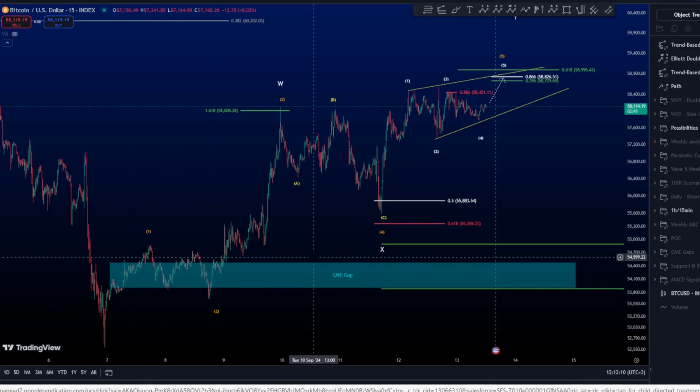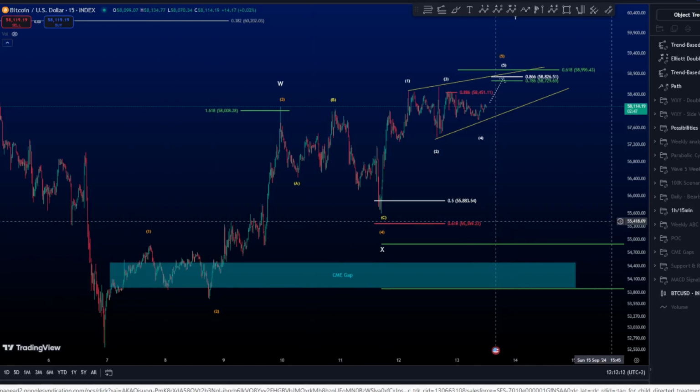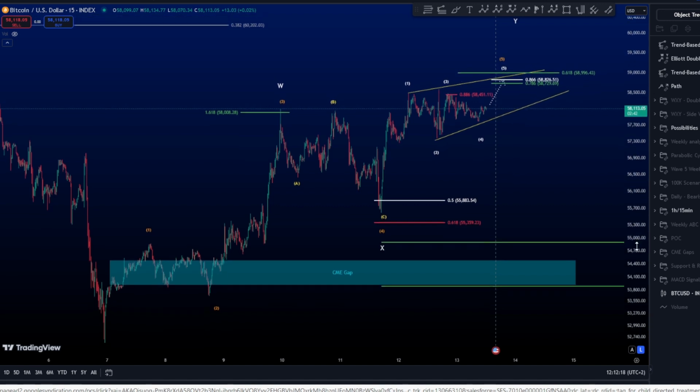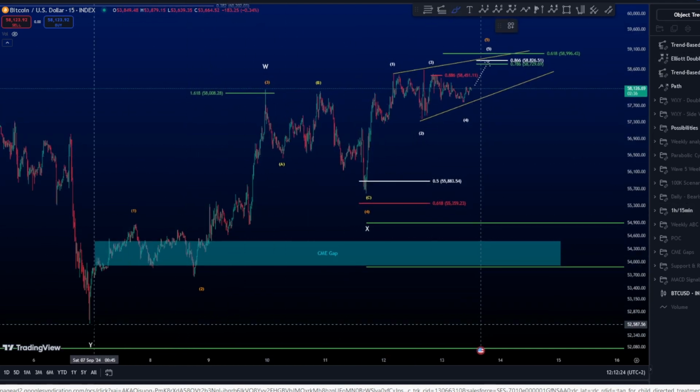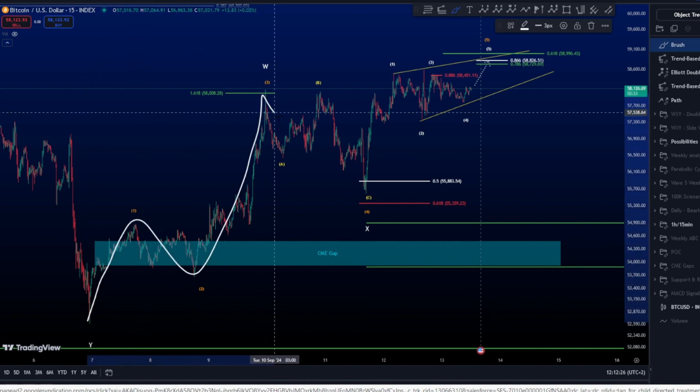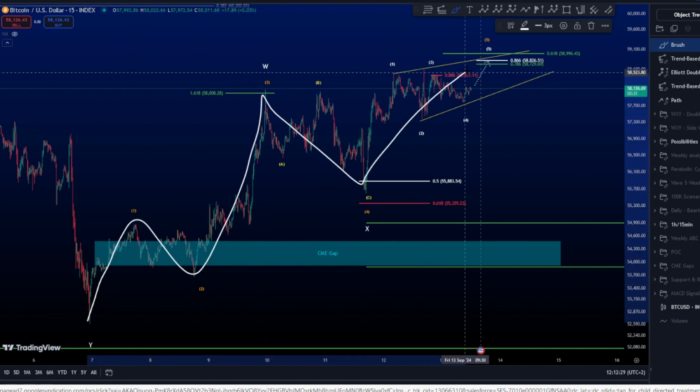Hello everyone, welcome to a new video for Bitcoin price prediction based on Elliott Wave analysis, starting on the 15-minute chart on this range of that impulse that we saw the last 2 days. We are looking for a 1, 2, 3 and 4 and possibly for a wave 5 towards the upside.